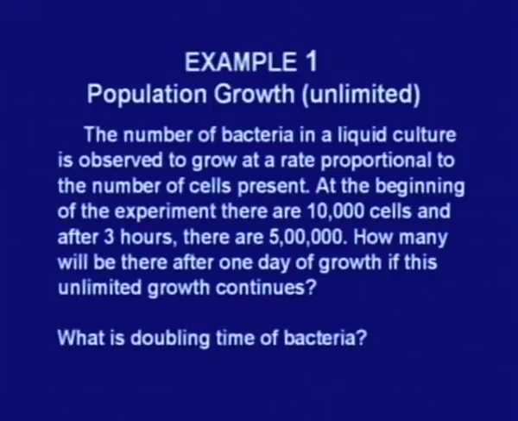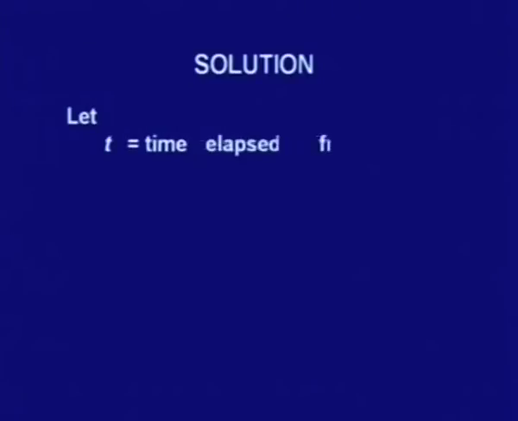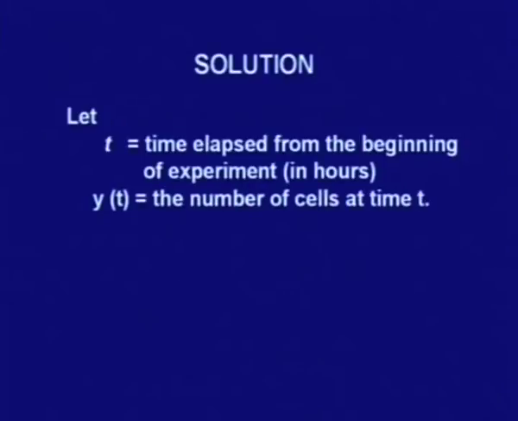Now, let us start with this example. What we have been given is a liquid culture having a certain number of cells, and it is growing with time. Now, how do I translate it? First, we will assume that the time elapsed from the start of the experiment is denoted by t, counted in hours. Second, we assume an unknown function y, the number of cells at time t. Why are we calling it a function? Because it is changing with time t.